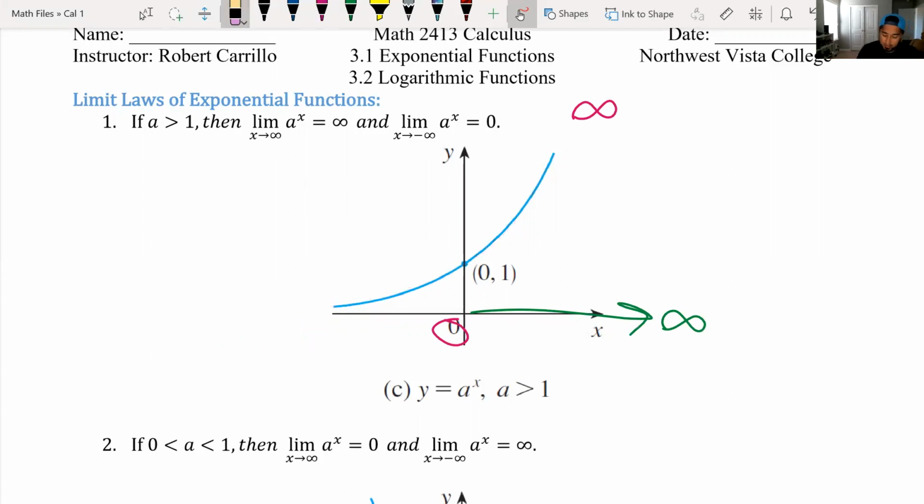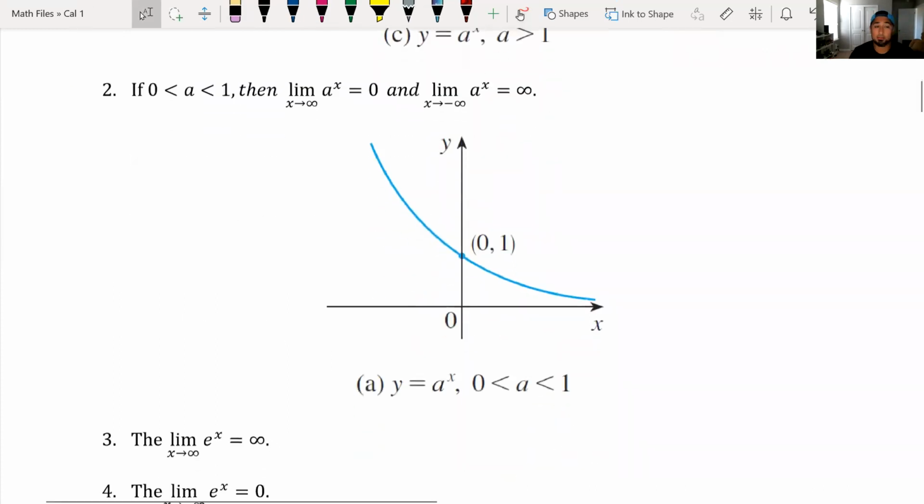So based on the exponential function that you have, as x goes to infinity or x goes to negative infinity, that'll determine what your limit is. 2, if the base is between 0 and 1, then the limit as x approaches infinity will be 0, and the limit as x approaches negative infinity will be infinity. Again, given by the graph. You can see it there.